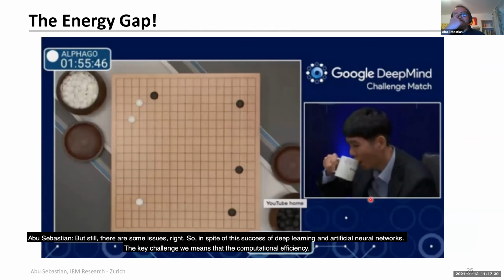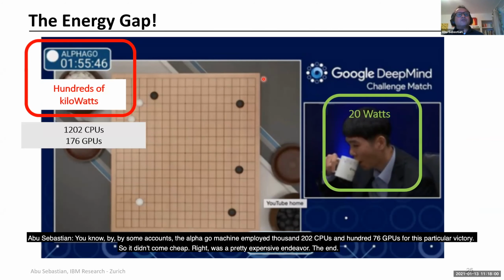But still, there are some issues, right? So in spite of this success of deep learning and artificial neural networks, the key challenge remains the computational efficiency. Even though the victory of AlphaGo was truly remarkable, it was achieved at the expense of orders of magnitude higher energy consumption compared to the human opponent. By some accounts, the AlphaGo machine employed 1,202 CPUs and 176 GPUs for this particular victory. So it didn't come cheap, right? It was a pretty expensive endeavor in the end.